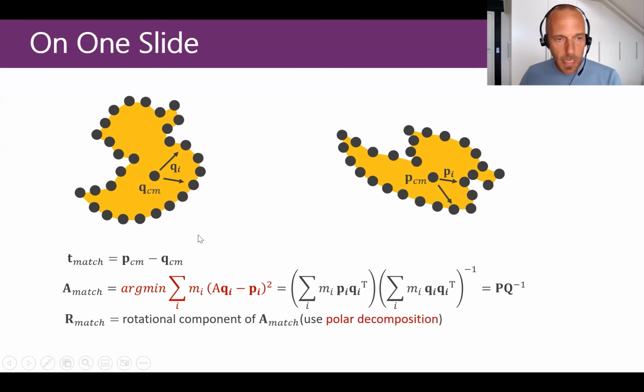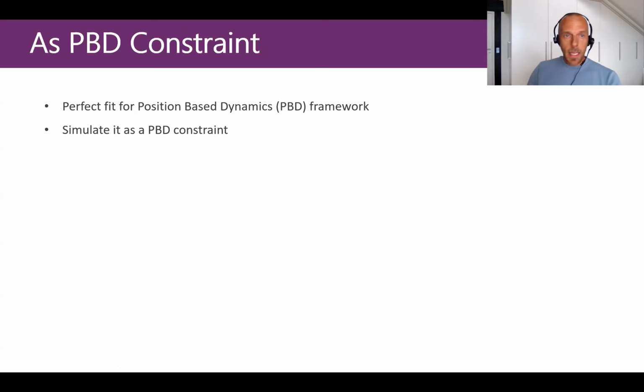When we have computed A, we can now extract the rotational part of A using polar decomposition. And there are many ways to do this. Once we have R, we can then compute these target positions as p_cm plus R times q_i here. So, what's nice about shape matching is it fits perfectly into the position-based dynamics or PBD framework. We can use it just as another PBD constraint.